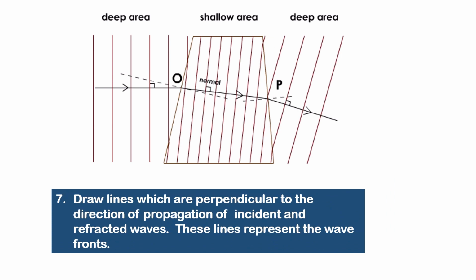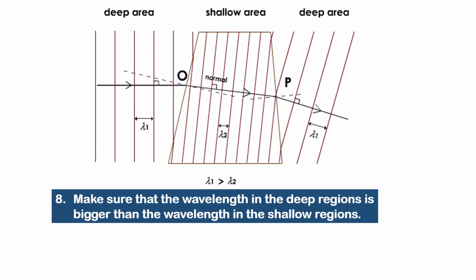Okay. Now the next task is we use the ruler to draw a line that is perpendicular to the direction of the wave. So like this one is perpendicular. This line represents the wavefront. Remember, we learned that the wavefront is perpendicular to the direction of the wave. So the direction of the wave is always perpendicular to the wavefront.